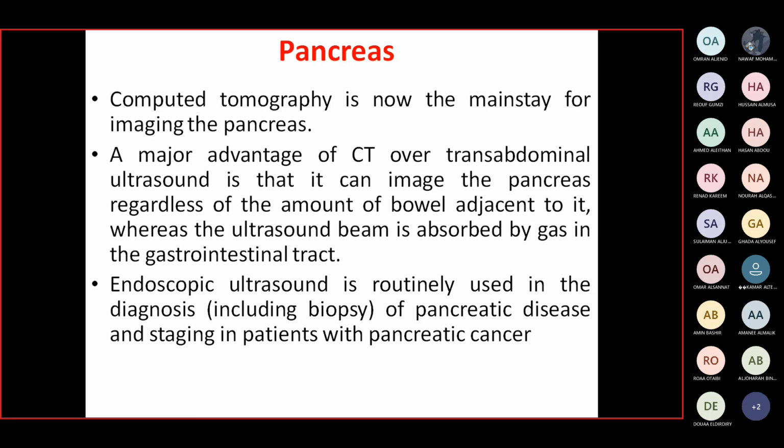Again, CT is the investigation of choice, or imaging modality of choice, or the mainstay for imaging of the pancreas. Why? Because ultrasound has difficulty in assessment of any structure that may be covered by air or neighboring an air-containing structure. In the normal anatomy, the bowel may cover the pancreas, and also the stomach may cover the pancreas. All these structures, stomach and bowel, may contain air. This makes assessment of the pancreas by ultrasound poor.